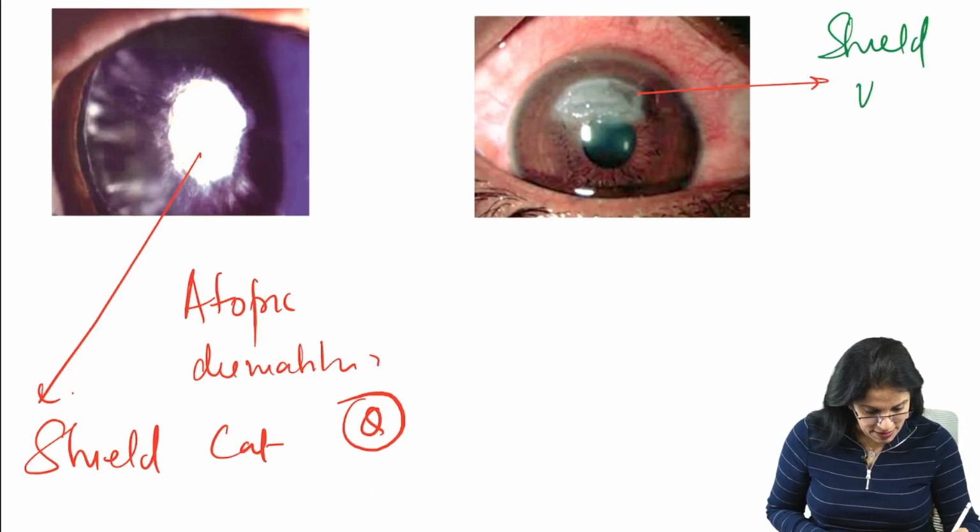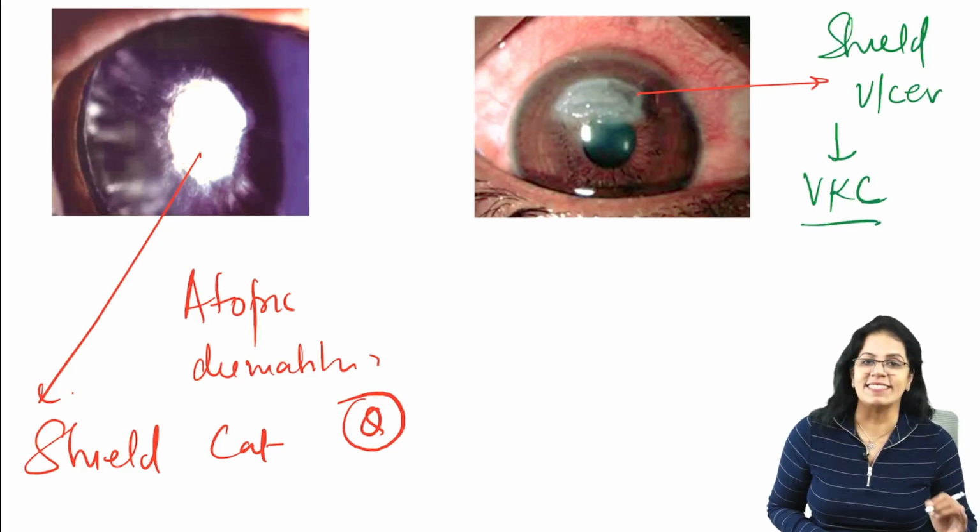ये shield कहाँ मिलता है ulcer? This shield ulcer is a feature of vernal keratoconjunctivitis. Right? Okay, we come to the next slide.